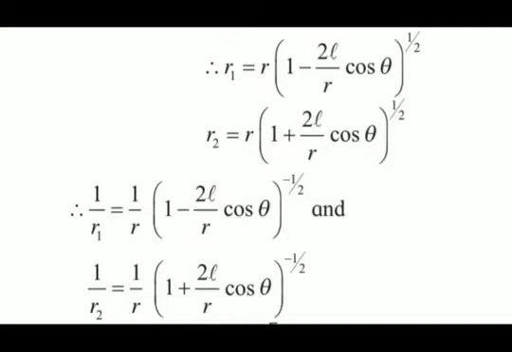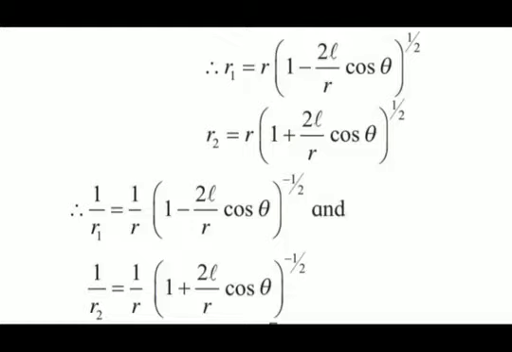Now we have to find 1 upon r1 and 1 upon r2. So we can take the reciprocal. Therefore 1 upon r1 will be 1 upon r times (1 minus 2L upon r cos theta) to the power minus half, and for r2 similarly we will have this thing. Okay, now we have 1 upon r1 with us, and we have 1 upon r2.